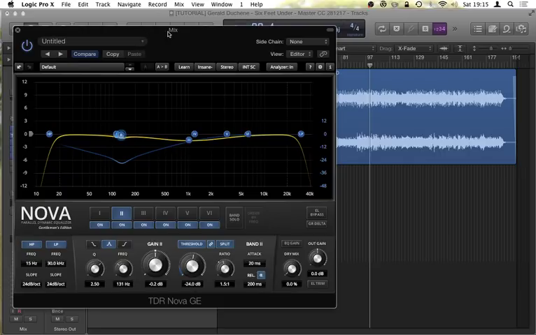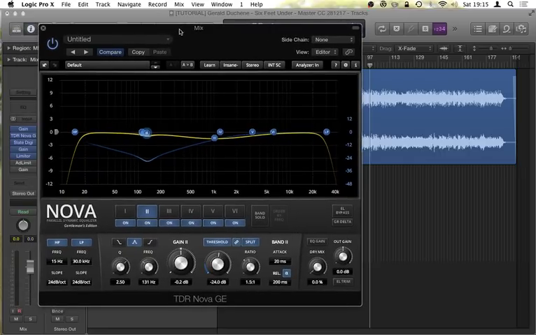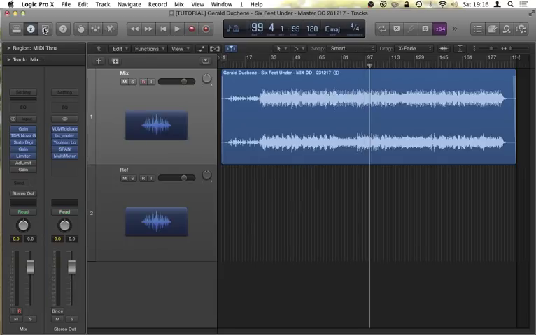This is the gentleman's edition, that's what they call it, of TDR Nova. There is also a free version of TDR Nova, which is, to be honest, probably 75% as powerful. This one just has more features, but just getting the free one is, for me, my mastering Swiss Army knife. It's so many plugins all in one. So yeah, it's as simple as that in terms of basic chain.